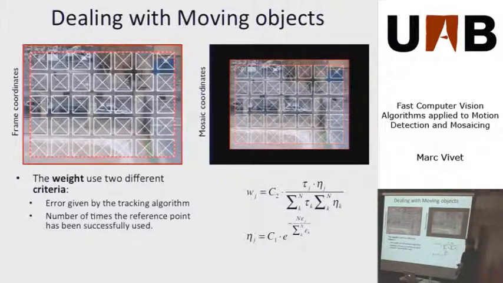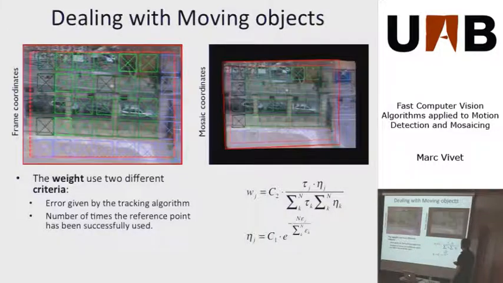The criteria that we have used to weight the different regions is twofold: the error given by the tracking algorithm, and the number of times the reference point has been successfully used. We use this second criterion because the model of each region is updated over time, so we believe in regions that have a lot of information. Maybe when we create a new region, it is placed into a region with motion, and this is not what we want.